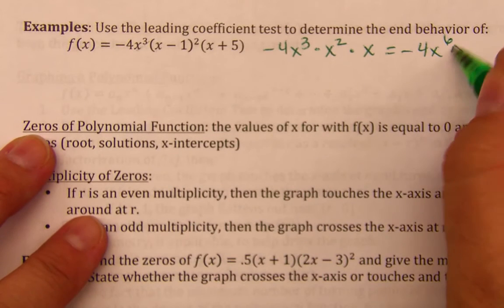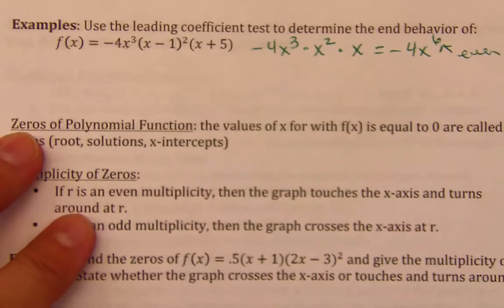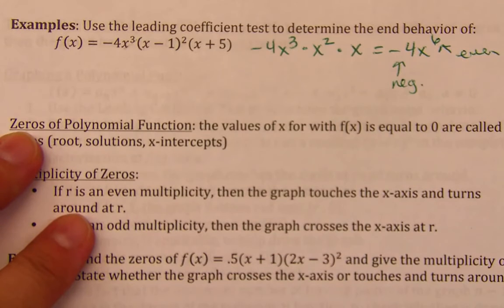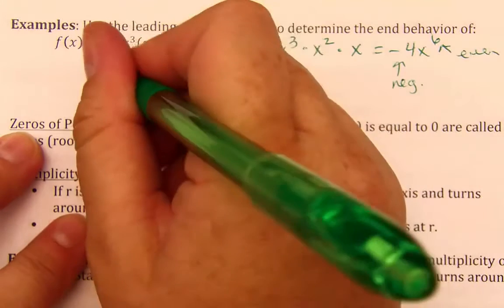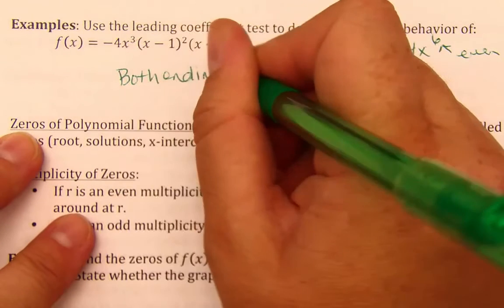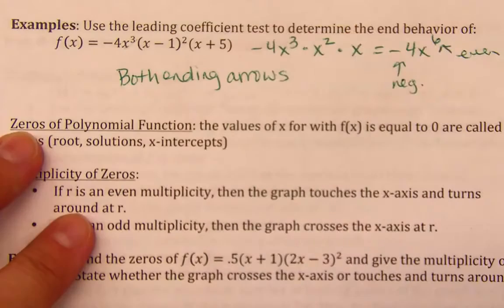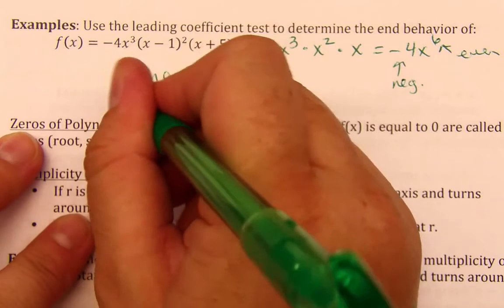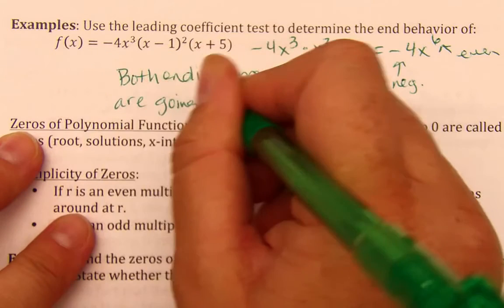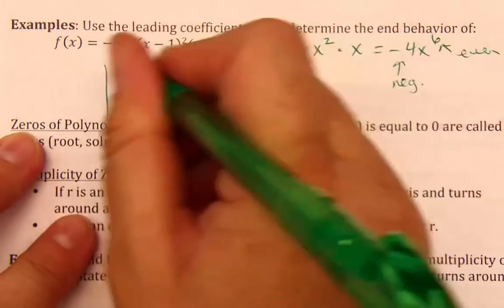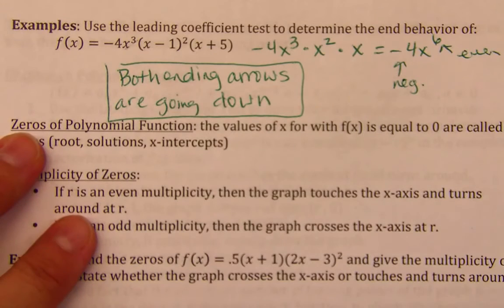Now, this degree is even, and our leading coefficient is negative. So what that means is both ending arrows are going in the same direction because it's even, and they're going down because it's negative. So both ending arrows are going down. So we want some sort of phrase here to explain what's happening at the end of our function.